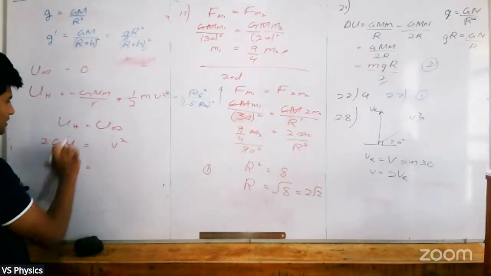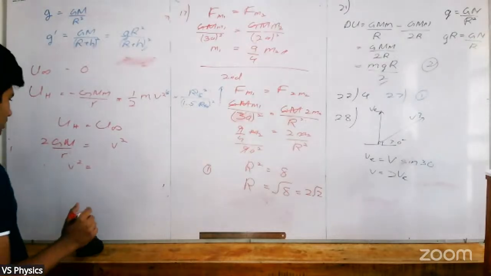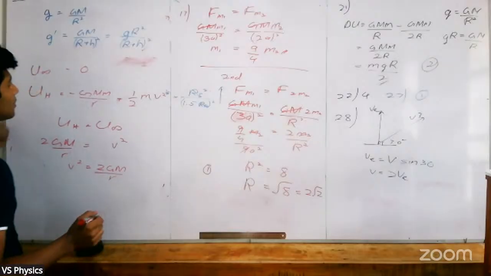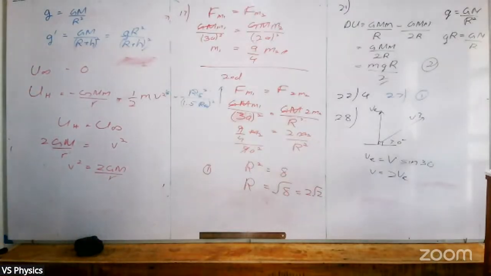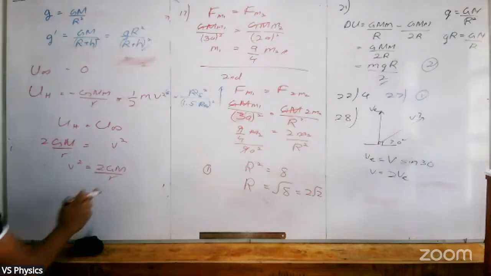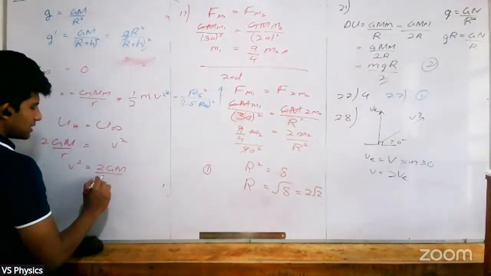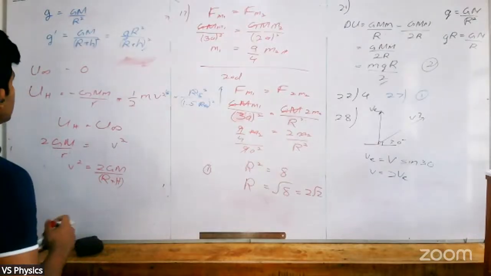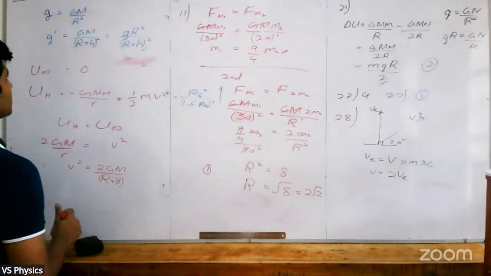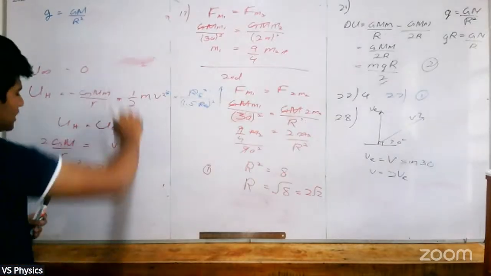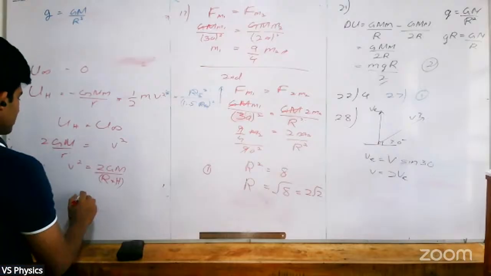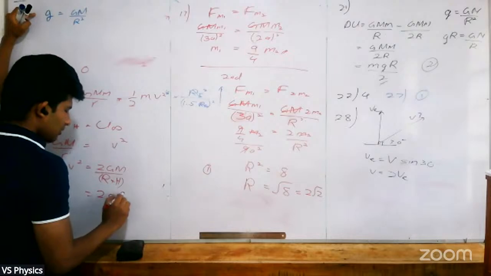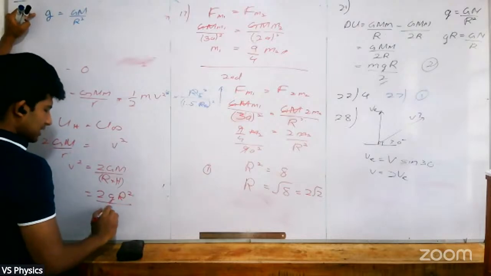Not r squared. How many times do I do that? Okay, no problem. 2GM divided by r. Actually not r, it's actually r plus h. For GM you can directly write, because GM is what we're finding, 2gr squared divided by r plus h.